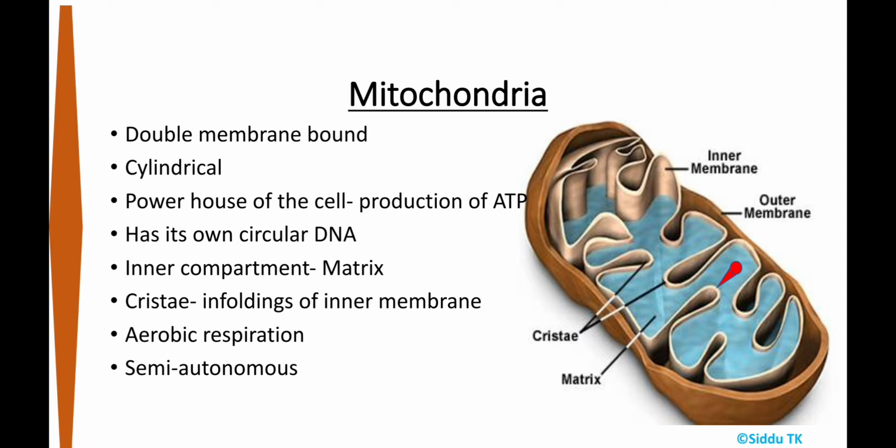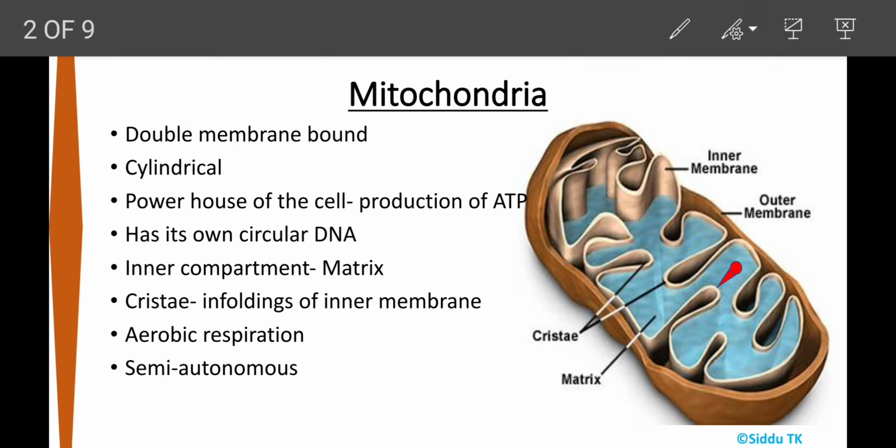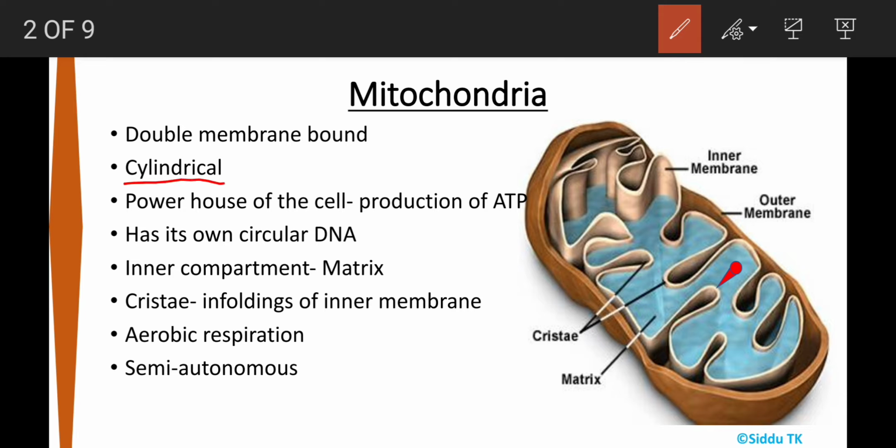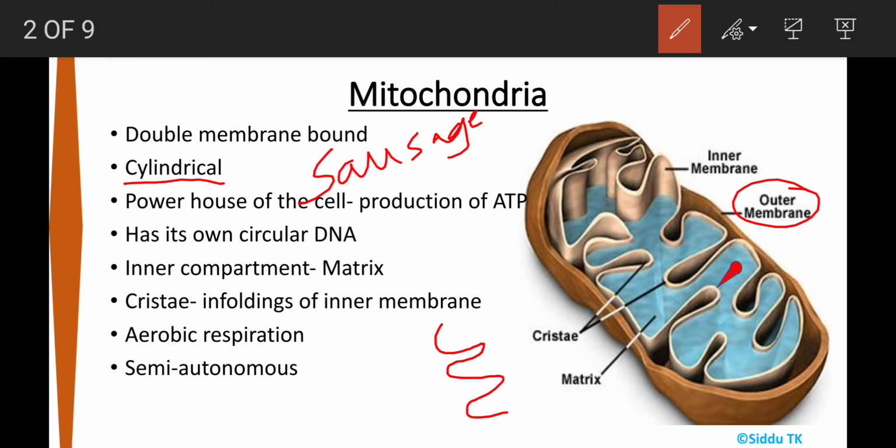Mitochondria is a double membrane bound structure that appears as a cylinder. Sometimes it is also called sausage shaped. The outer layer is even and acts as a barrier. The inner layer has many infoldings. These infoldings are called cristae. These increase the surface area.